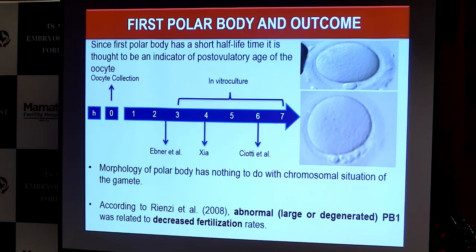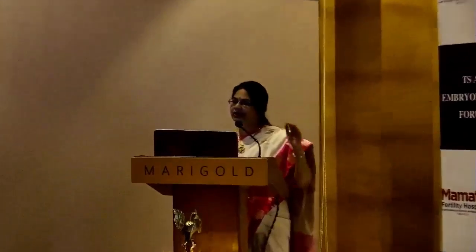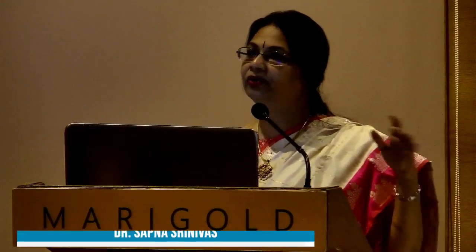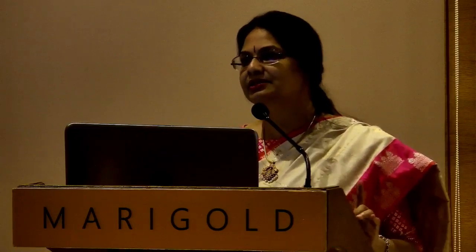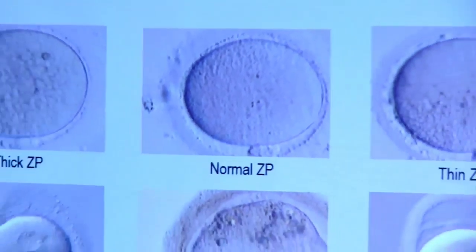And therefore, polar body morphology has nothing to do with the chromosomal situation of the gamete, but a large polar body or a fragmented polar body does not do well. A degenerated polar body definitely does not fertilize. So when you see oocytes like this with large polar bodies, you know that they are associated with multiple cytoskeletal and chromosomal anomalies, and these oocytes should not be injected or used, and they should be deselected.